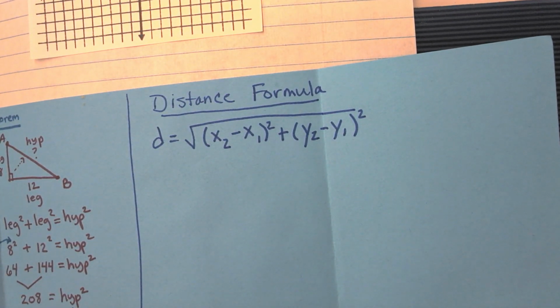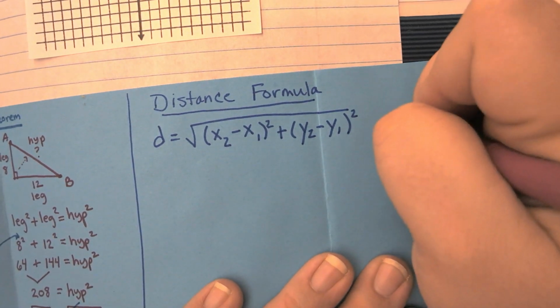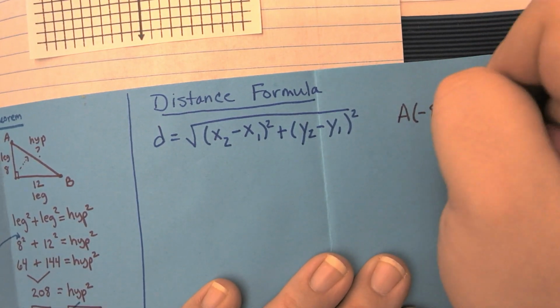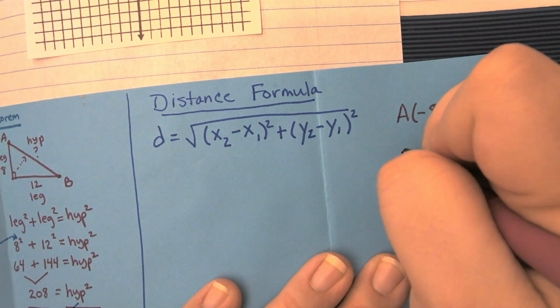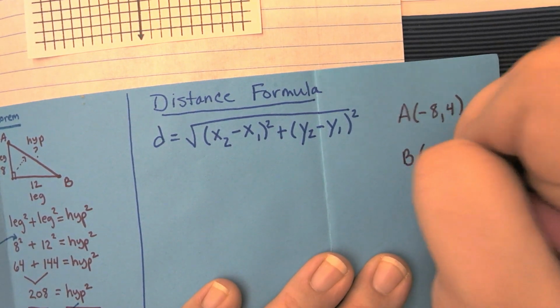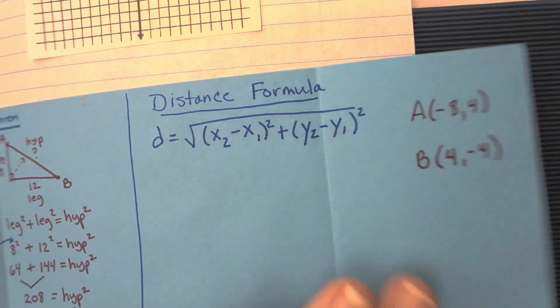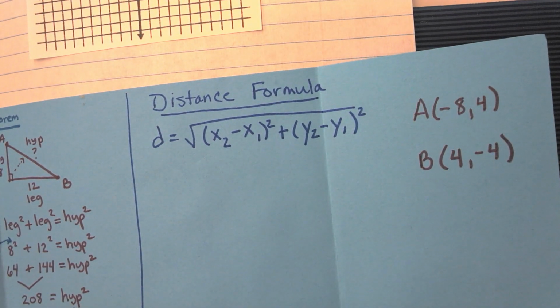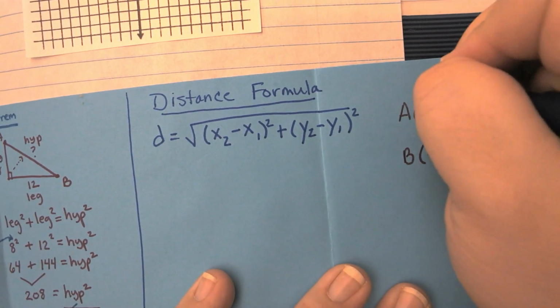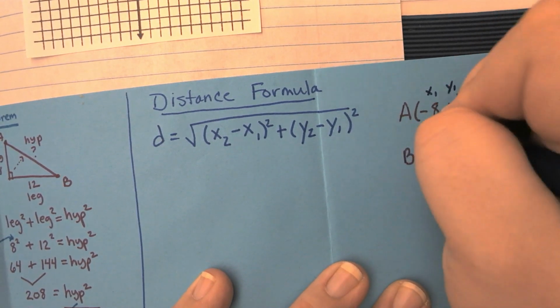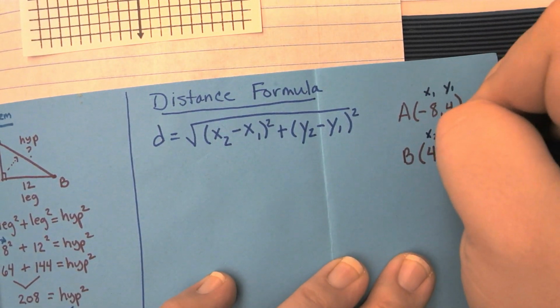from the graph above. So we had point A, which was at -8, 4. And we had point B, which was at 4, -4. So when I'm looking at the formula and I see the little 1s and 2s on the x's and y's, I'm going to label these x1, y1, x2, and y2.